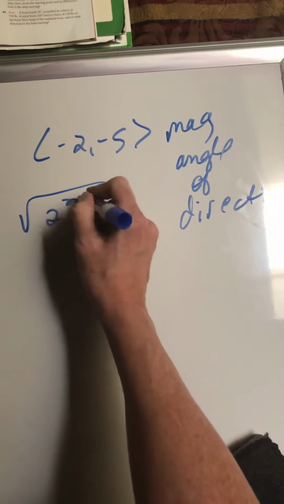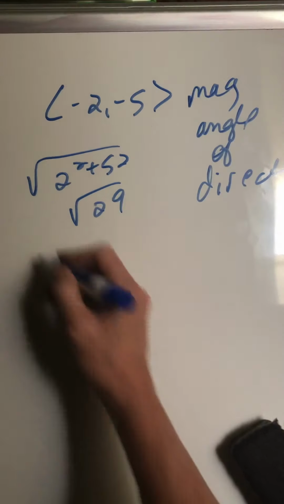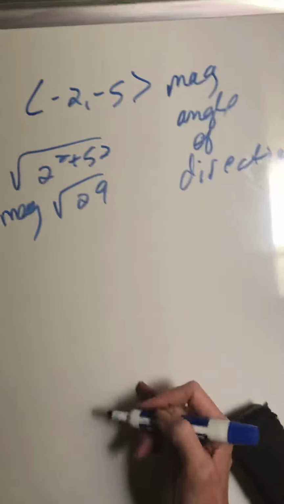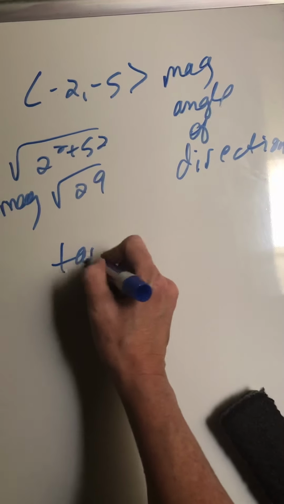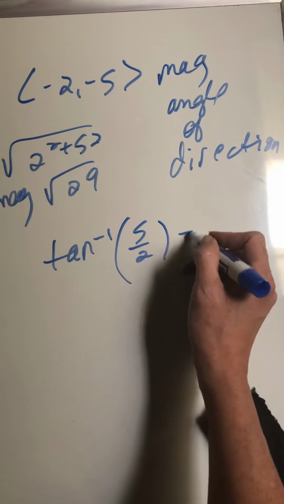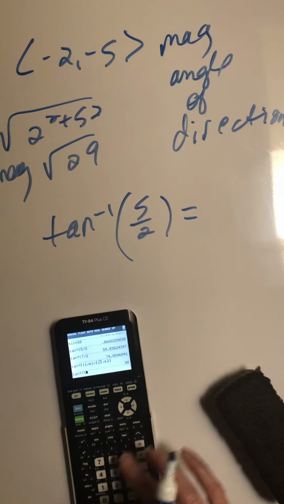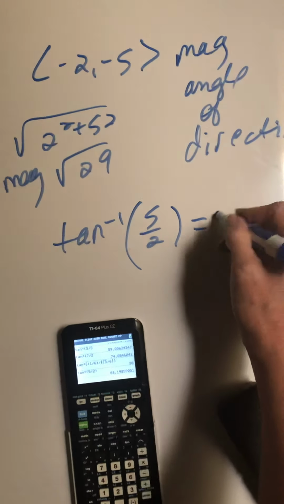So square root of 2 squared plus 5 squared, that's the square root of 29, which doesn't simplify any. So there's your magnitude. Then to find the direction angle, you do inverse tangent of y over x, which is 5 over 2, no signs. And then you get that on your calculator. Inverse tangent, 5 over 2, gives you about 68.